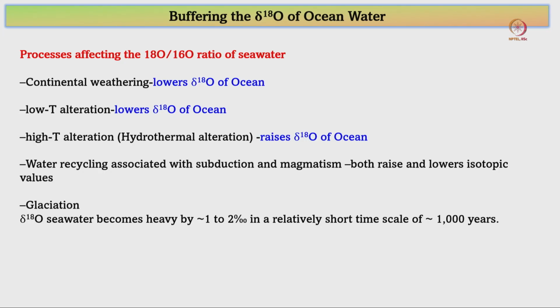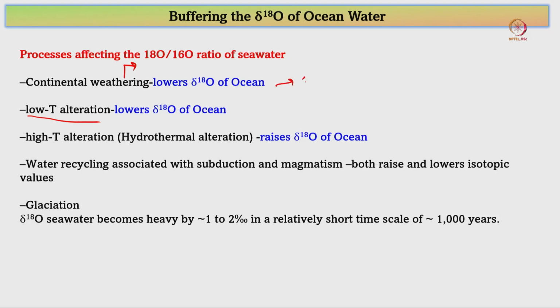So, we say that the processes that affect the 18 oxygen and 16 oxygen ratio of seawater is, first of all, the continental weathering. Continental weathering lowers the delta 18 of the ocean. Why? Because of the low temperature alterations, because this continental weathering is supplying more weathered products. It is supplying weathered products, and these weathered products are finally going to form the clay minerals. The final fate of these weathered products is clay minerals.